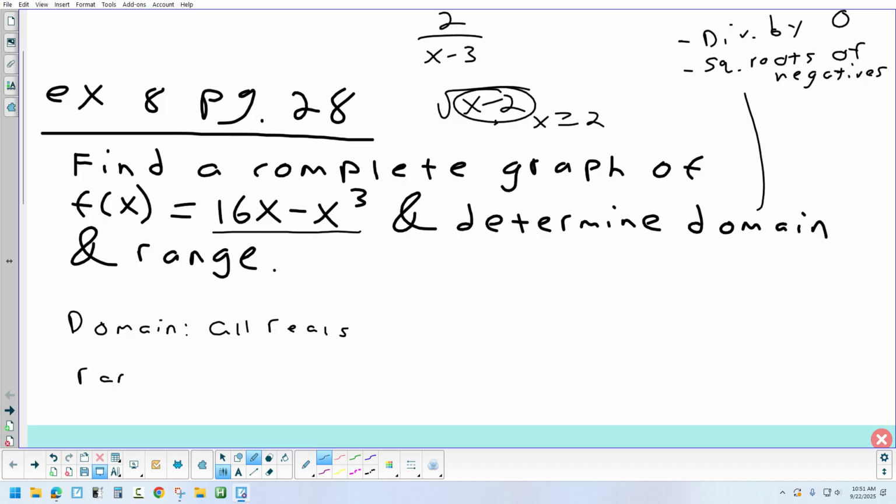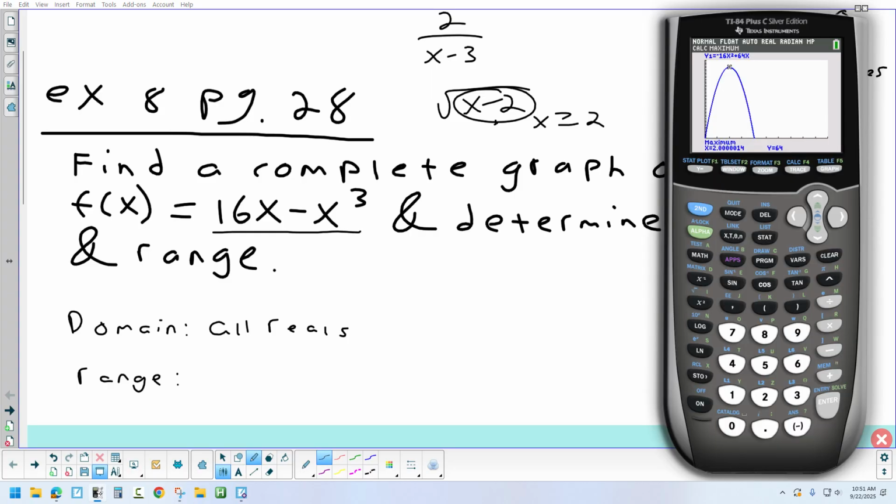Range, that's usually a little harder. So for range, we graph it. So let's type this in on the calculator. 16x minus x cubed. Okay, let's start with zoom. What do we always use as our kind of starting window? Zoom 6. It's probably not going to be a great window. No, it goes off the screen. We've got to look lower and higher because I want to see what's happening.